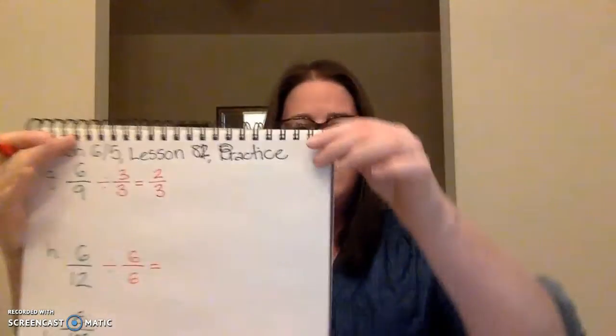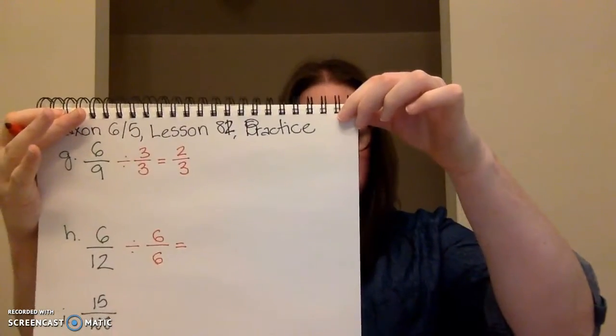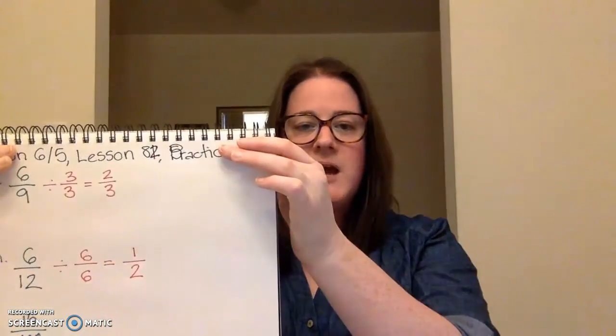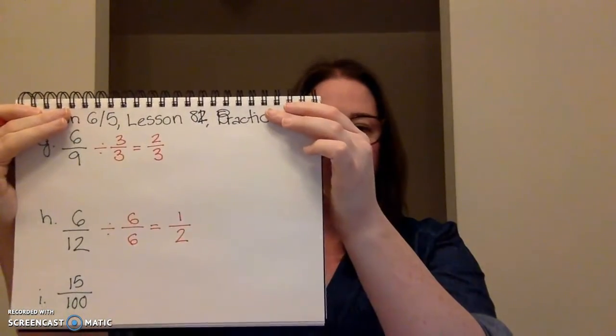My next fraction in H is 6 over 12. In problem B, I discovered that my greatest common factor between 6 and 12 is 6. So I'm going to use that to reduce. 6 divided by 6 is going to give me 1. 12 divided by 6 is going to give me 2. My reduced fraction is 1/2.